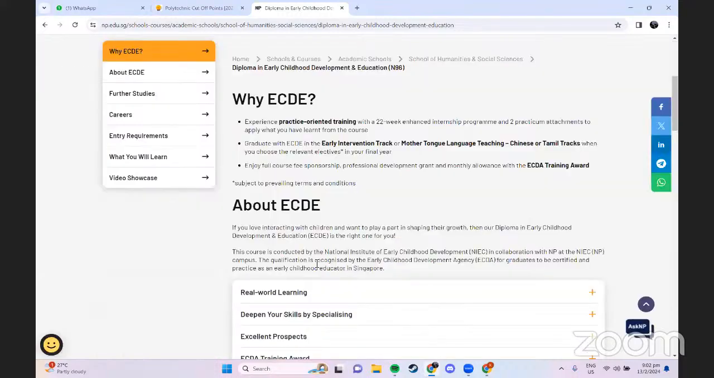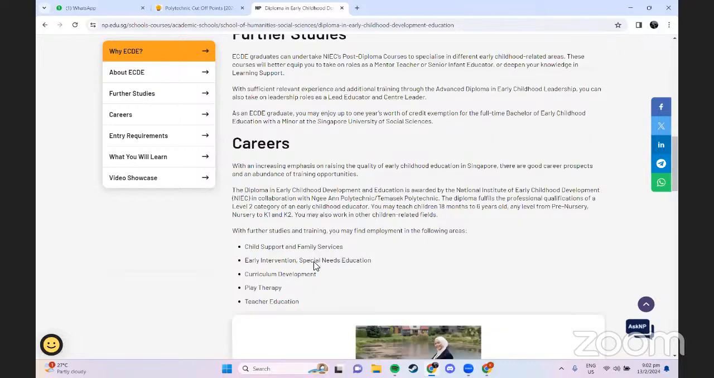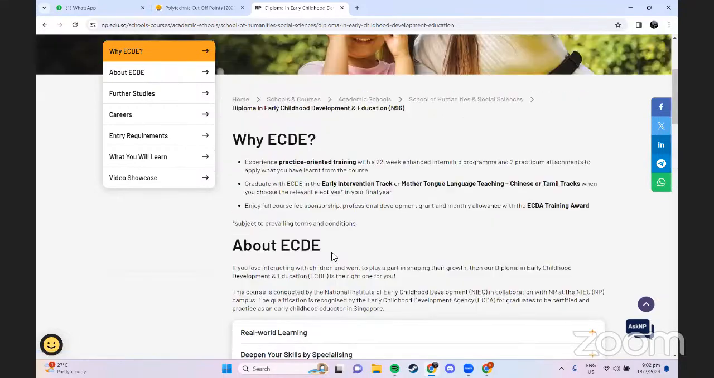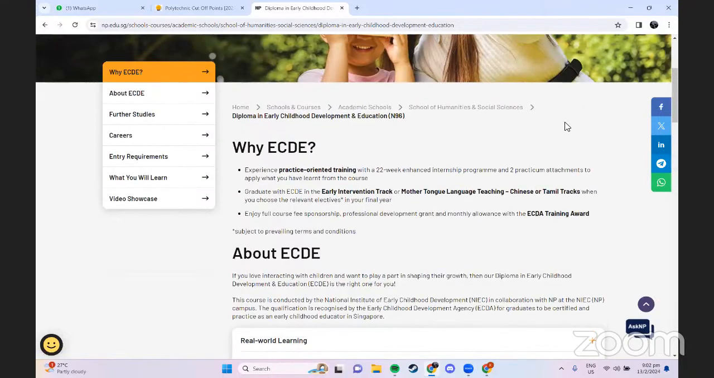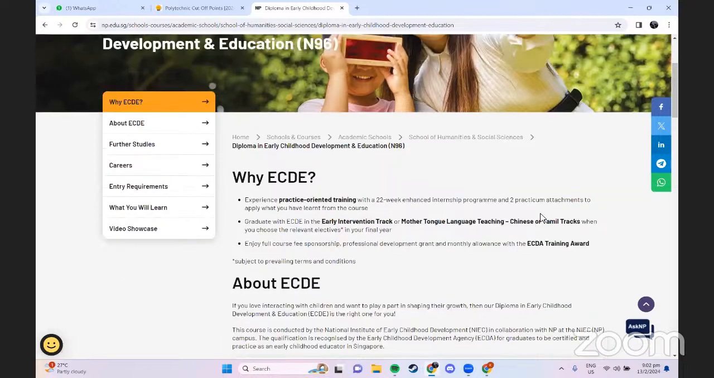Read everything that you can. The career is important, and what you will learn is important, but you can read everything.